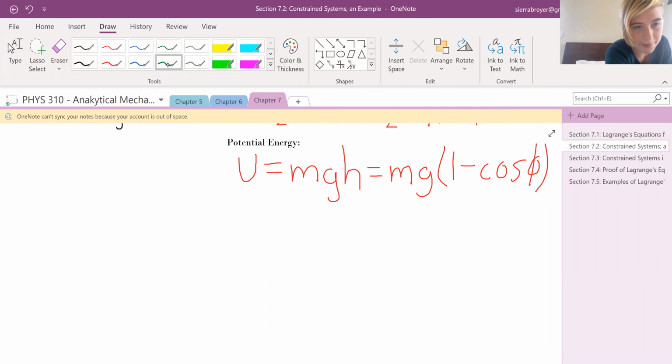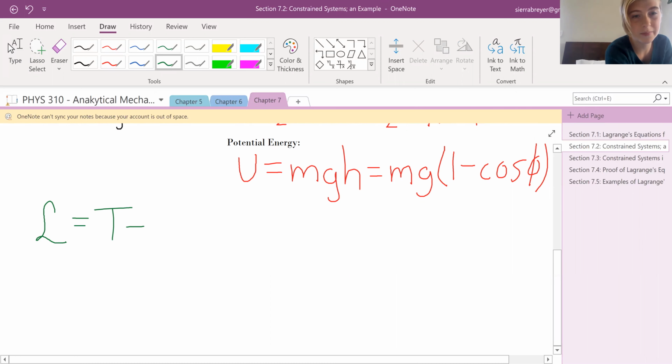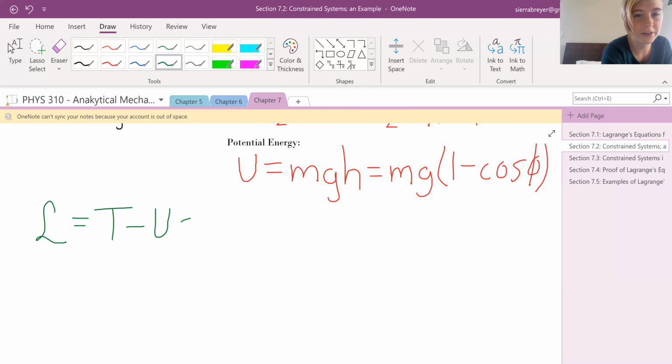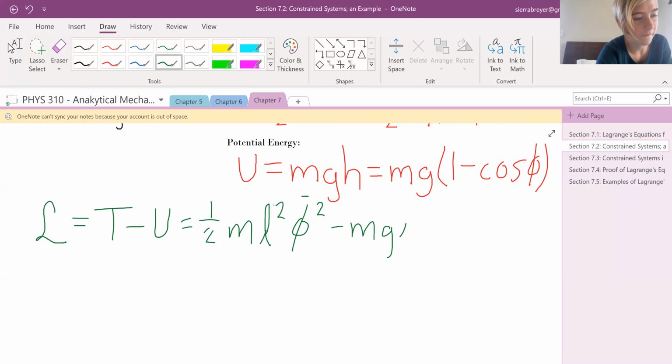So what then happens is that we take our Lagrangian, which we know is equal to T minus U. Since we know those two values, we know that it's equal to this, with 1 minus cosine theta.